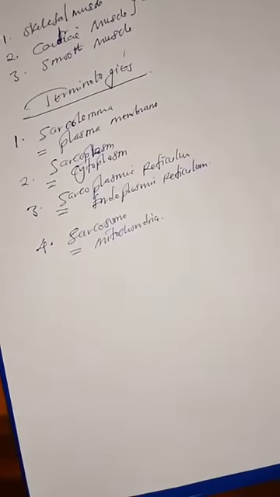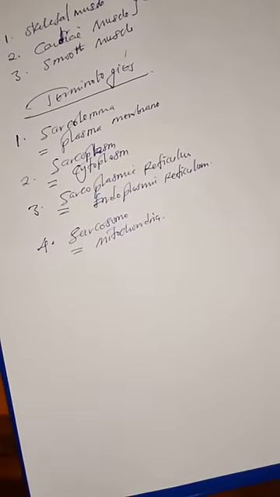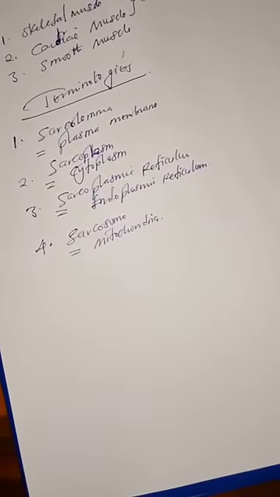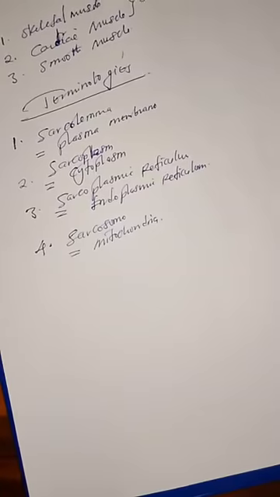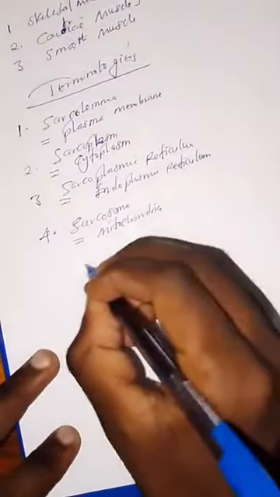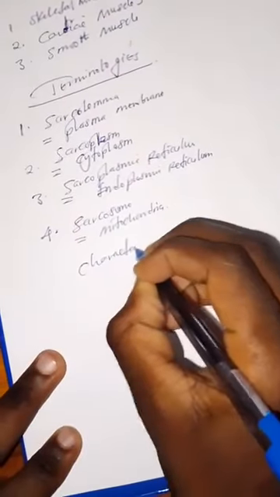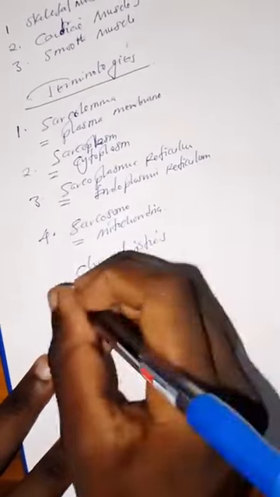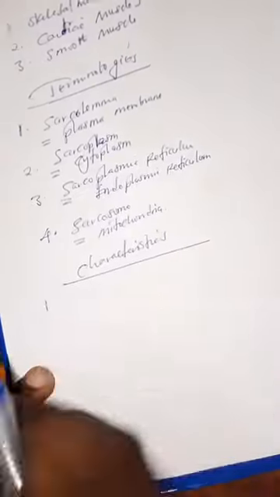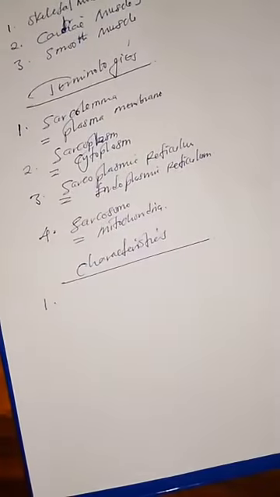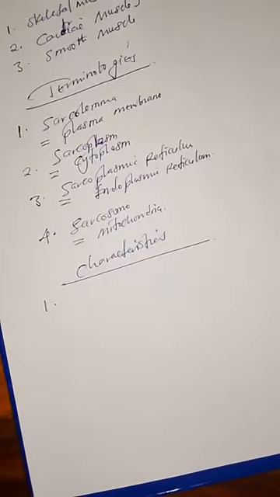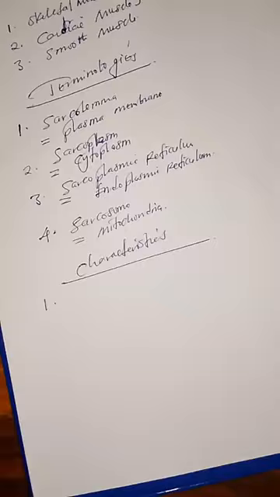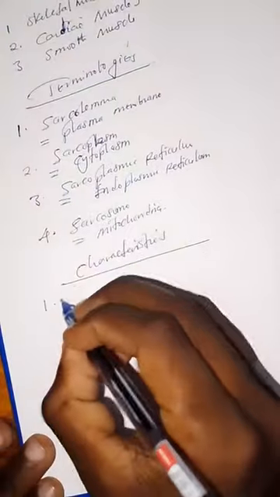I've talked about the classification of muscles. Now, what are the characteristics of muscle tissue? Number one, muscles are able to excite. They are excitable. They're able to fire an action potential.